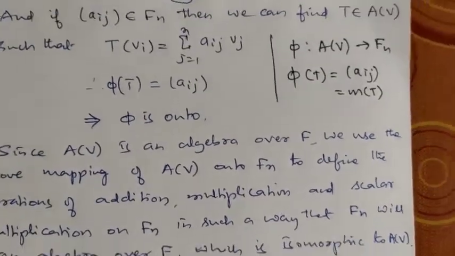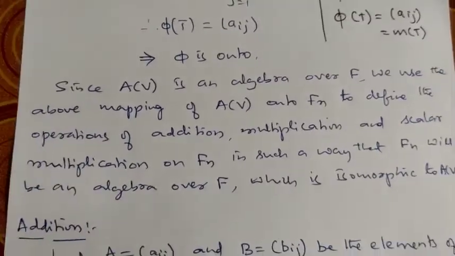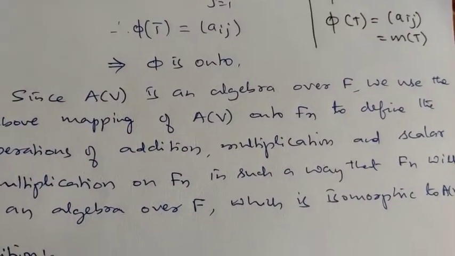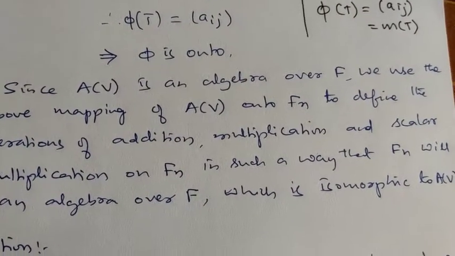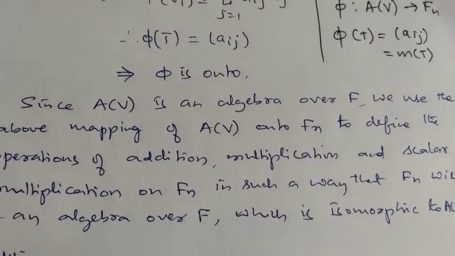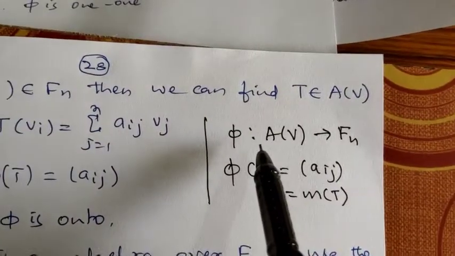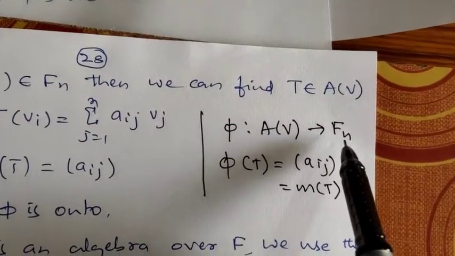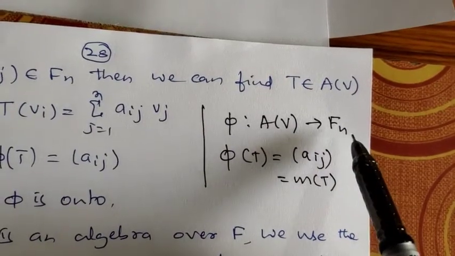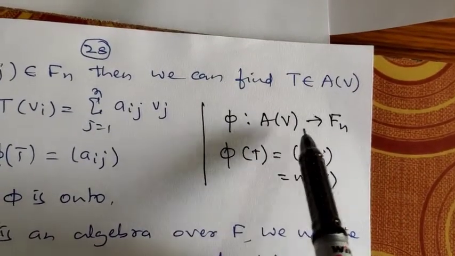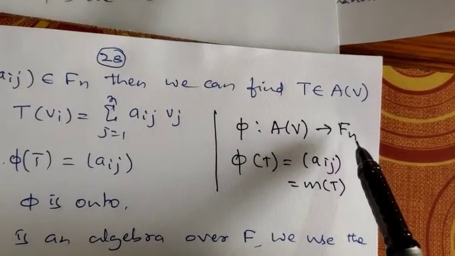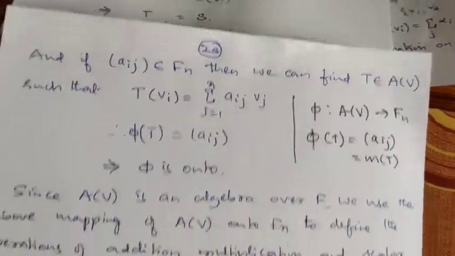So we can define the addition, multiplication and scalar multiplication in Fn so that Fn also becomes an algebra. If Fn becomes an algebra, then what will happen? We have a mapping phi from A of V to Fn, which is one-one and onto. Therefore, Fn also becomes an algebra, and A of V and Fn are isomorphic. They are isomorphic to each other. So how do you define the addition then?